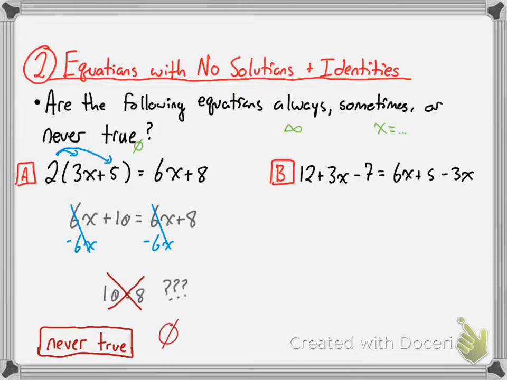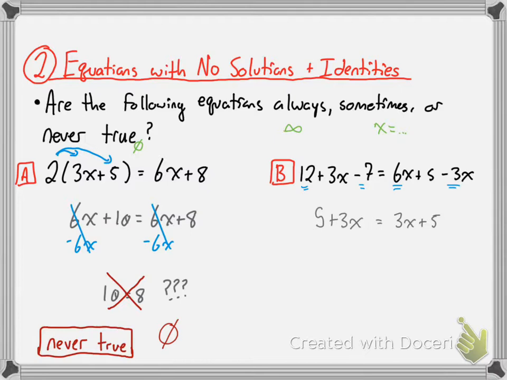So in our next example, we have 12 plus 3x minus 7 equals 6x plus 5 minus 3x. So again, let's just go down, solve this equation, and see what happens. So I have the 12 and negative 7. I could combine like terms on the same side first, so I'm going to do that. That 12 and minus 7 will combine to give me 5 plus 3x. I'm going to combine the x's on the right side, and I'm left with 3x plus 5.